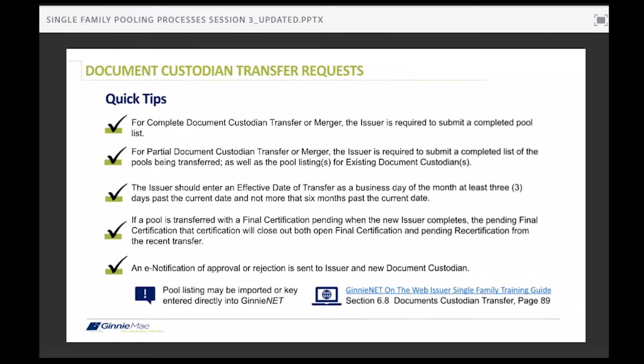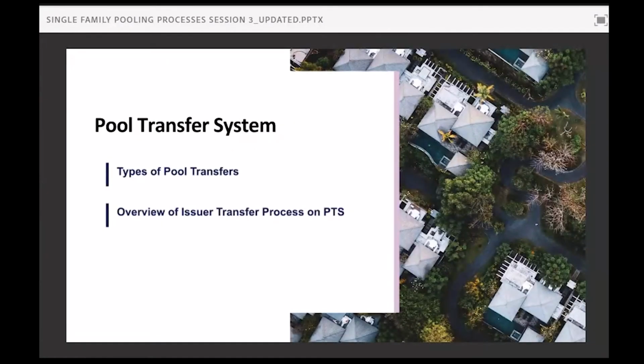The most important thing is to make sure you import the correct pool to the correct custodian, especially if you're doing a partial. So you just want to check on that. And of course, check out the Ginnie Mae guide on the document custodian transfer, from page 89, which will give you some information on that.